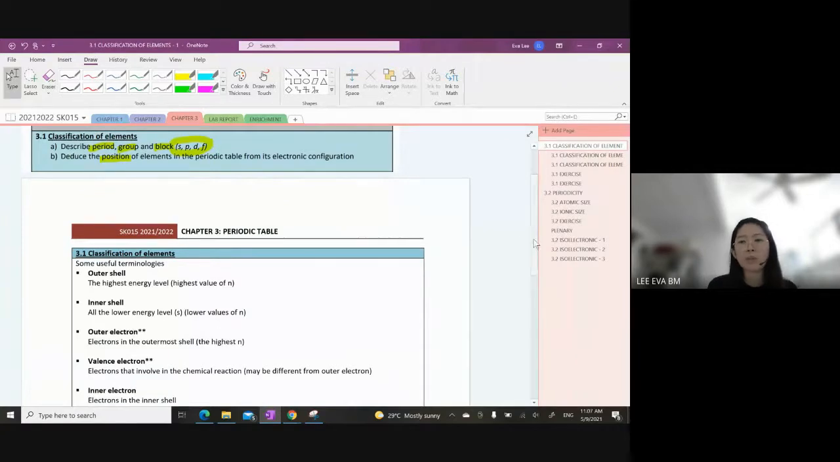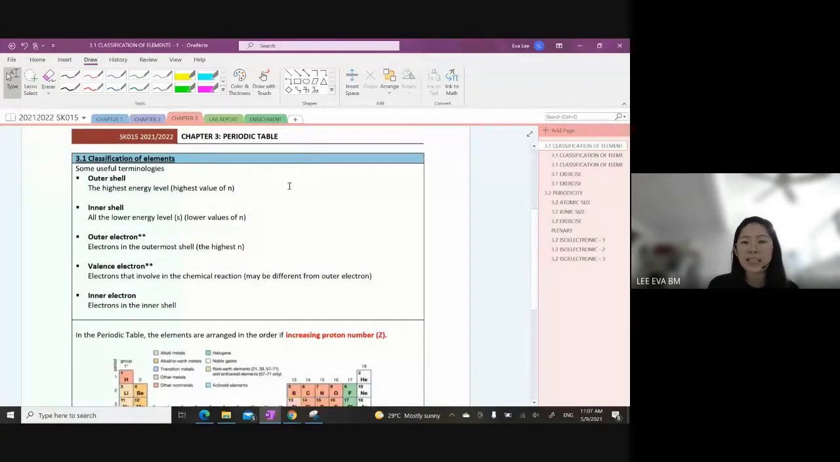Some of the terminology that you need to understand is listed in the notes given. First one is the outer shell. If you look at the atomic structure, let's say this is your atom, and this is your nucleus. Inside the nucleus, you contain neutron and also proton. After that, you have your shells, n equals 1, n equals 2, n equals 3, and so on. The outer shell means the outer layer. And also inner shell, which means the inner one, n equals 2, n equals 1. That refers to your inner shell.